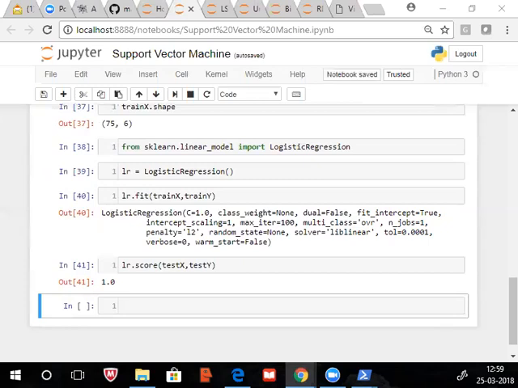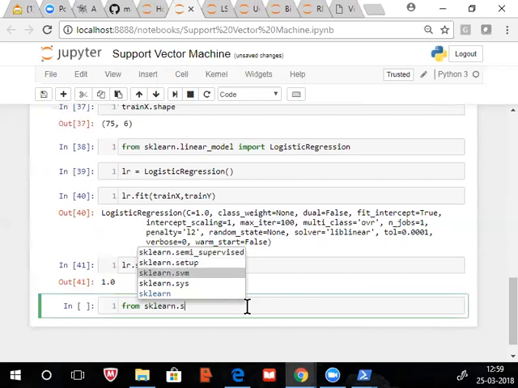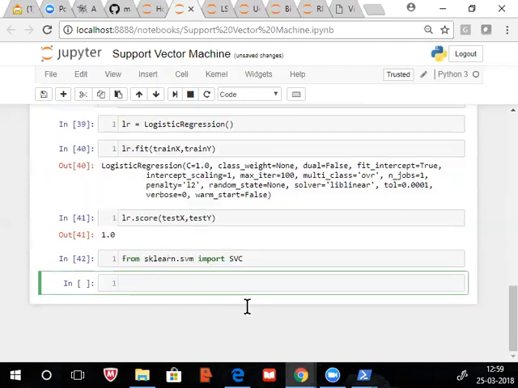As in SVM, we'll use a kernel, RBF. So let's see this: from sklearn dot SVM import SVC. Okay, classifier is equal to SVC. Here this is important: kernel is equal to RBF.